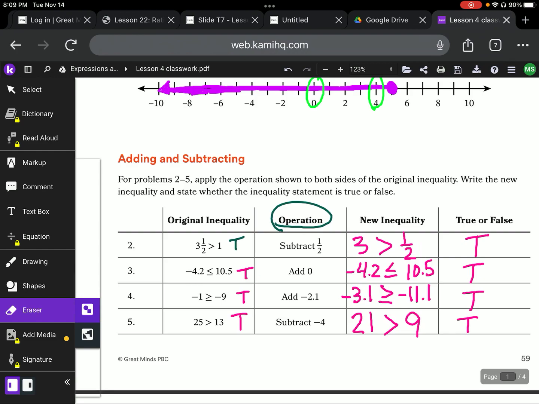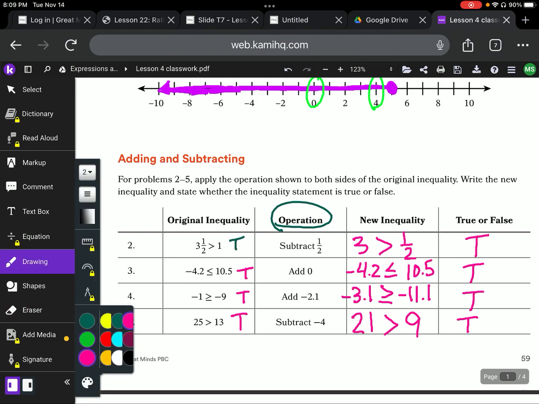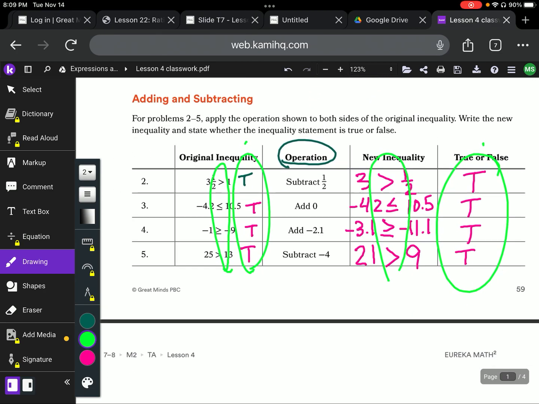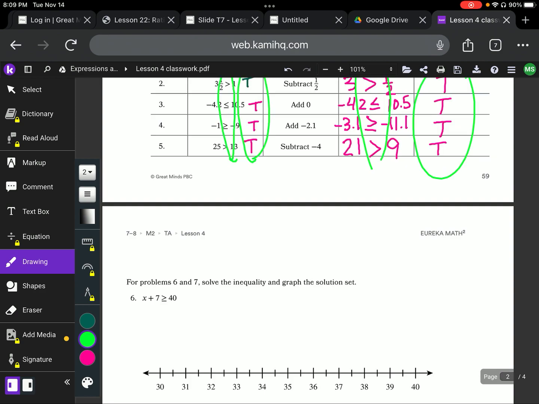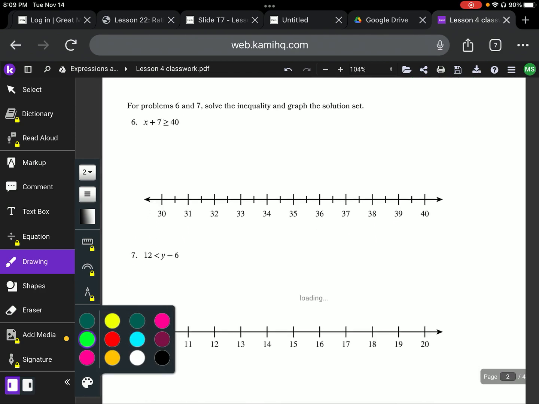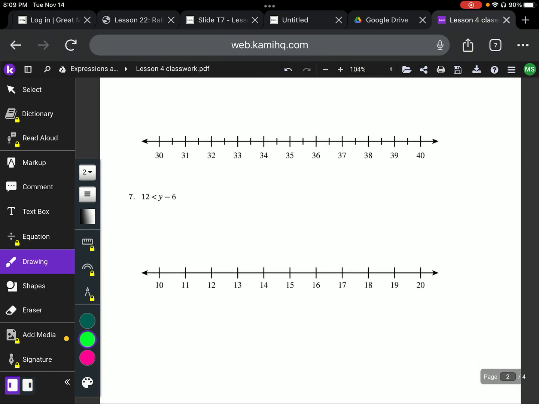And no matter what we did, if we had a positive number, a fraction, a negative number, when we were adding or subtracting, our inequality stayed the same, right? All of these were true. The direction of our inequalities did not change from where we started. And again, all of the inequalities were true to start, and they were also true to finish. Nothing changed. I'm going to have you practice number 6 and number 7.